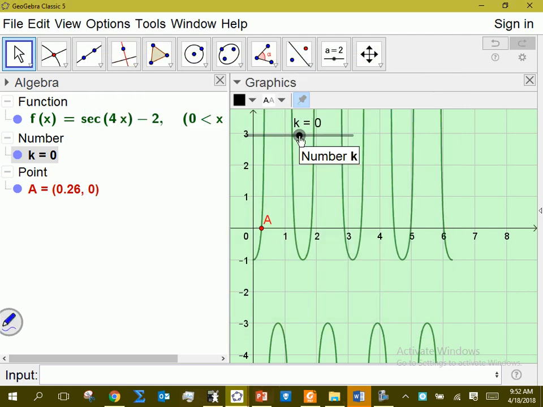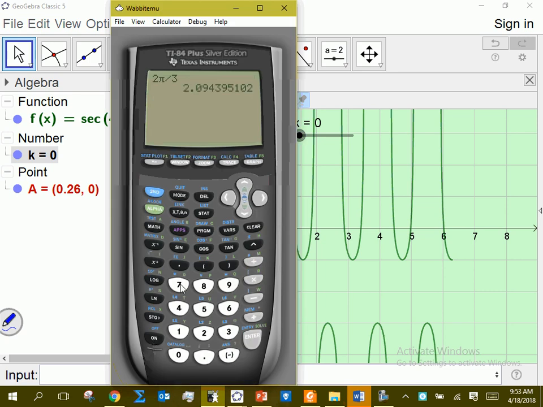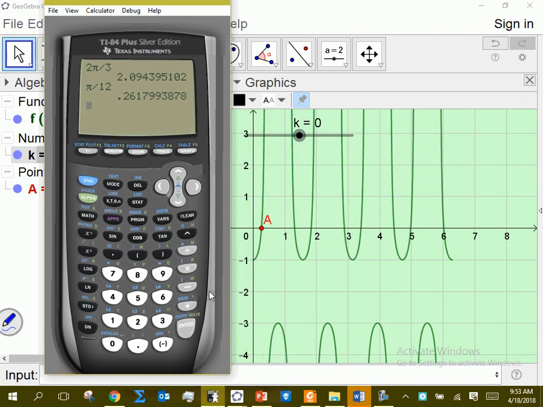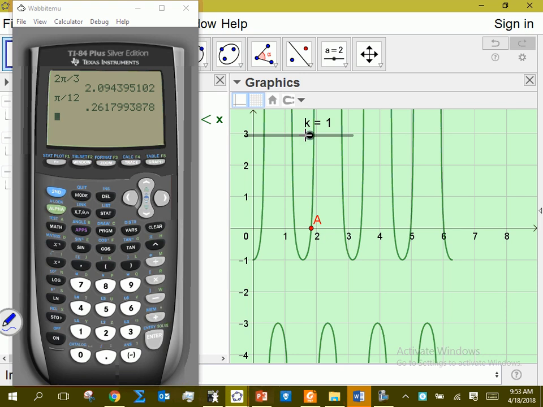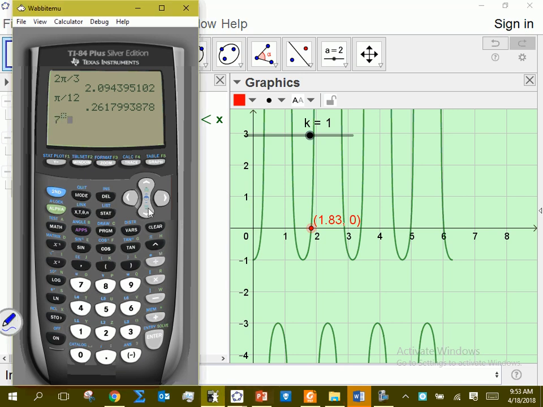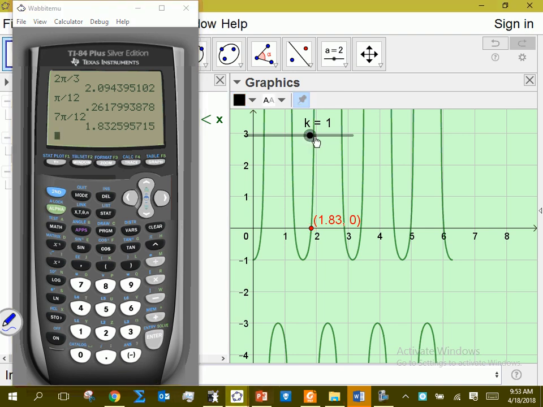All right, so if k is 0, that gives us that solution right there, 0.26, where if we were to take pi divided by 12, there's your 0.26, okay? Now, if I make k go to 1, it gives me that solution there, right? So then let's put the value in these. 1.83, okay? So that would be the 7 pi divided by 12 solution, 1.83.